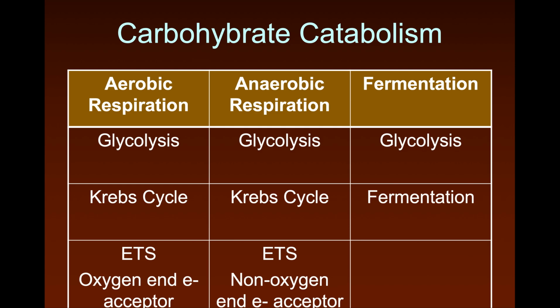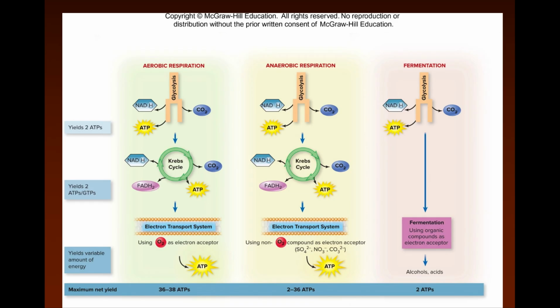In fact, glycolysis terminates with pyruvic acid that is then shuttled and converted into an acid or alcohol end product for fermentation. For both aerobic and anaerobic respiration, you'll find that both of these will terminate in the electron transport system. For aerobic respiration, oxygen is the final end electron acceptor. For anaerobic respiration, an oxygen-containing compound will be the final electron acceptor.